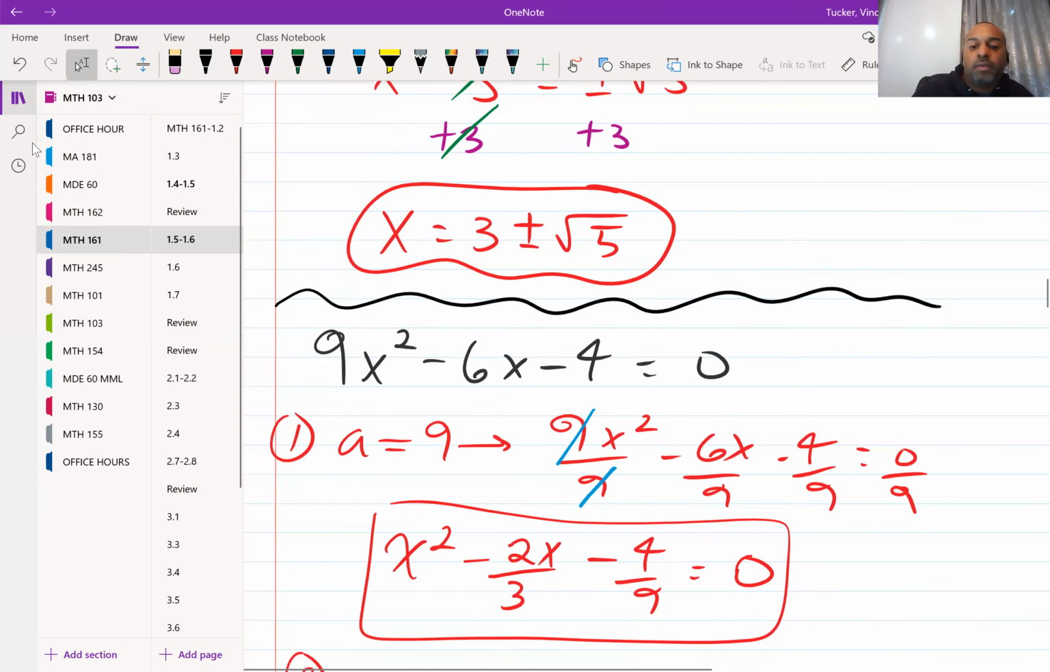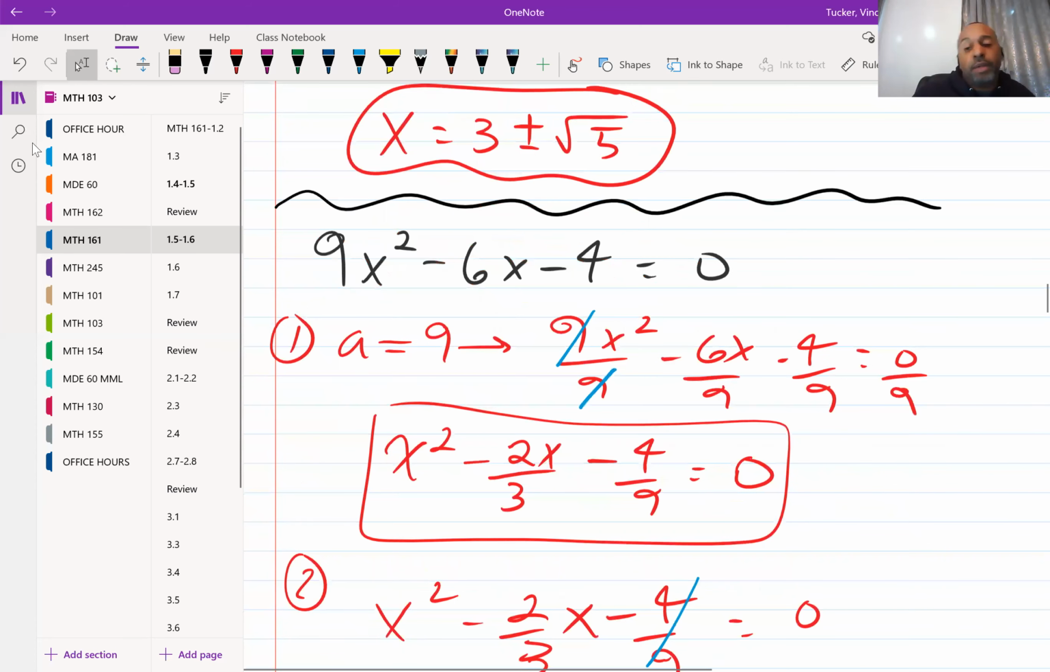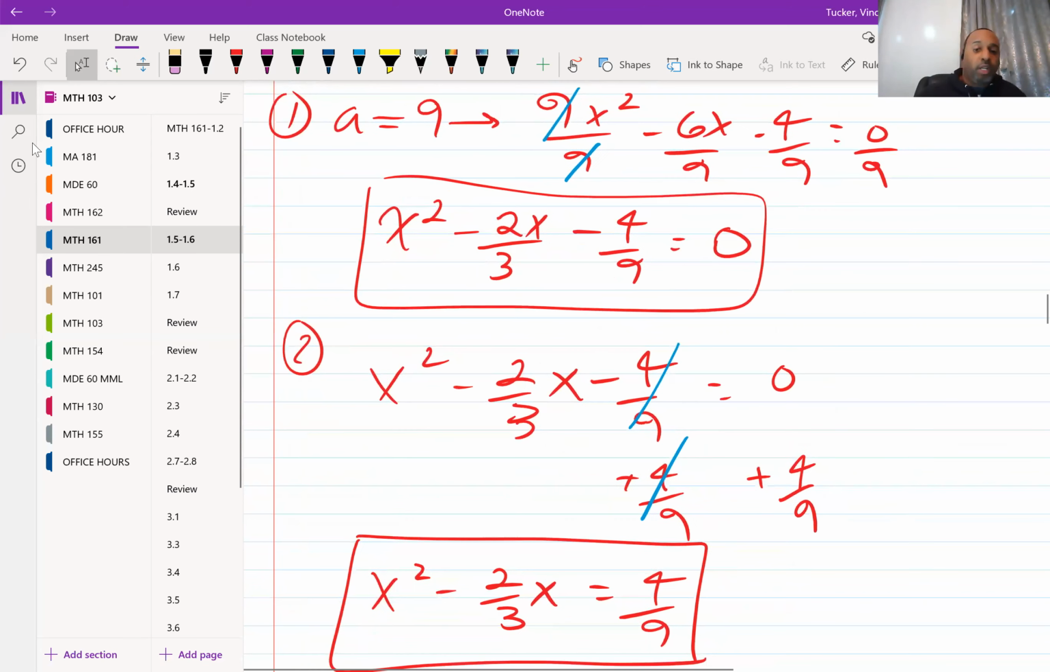Everybody good? So now we need to take the 4/9 to the other side. So we add 4/9 to both sides. So x squared minus 2/3 x equal to 4/9.